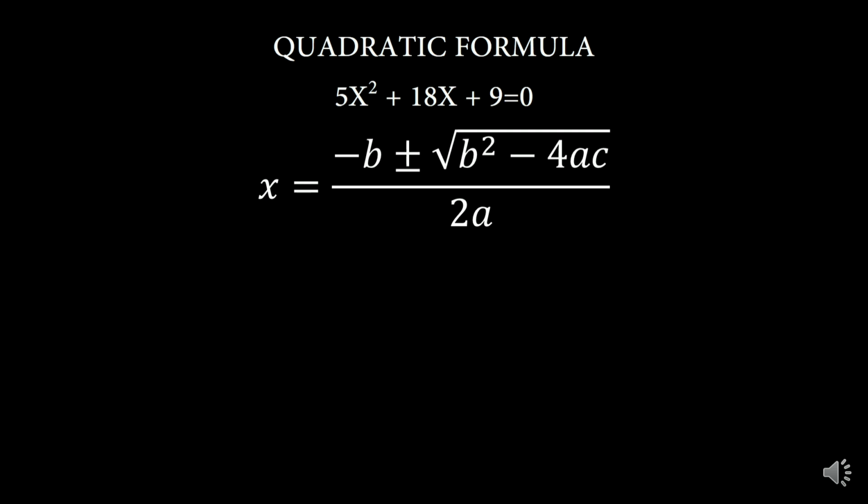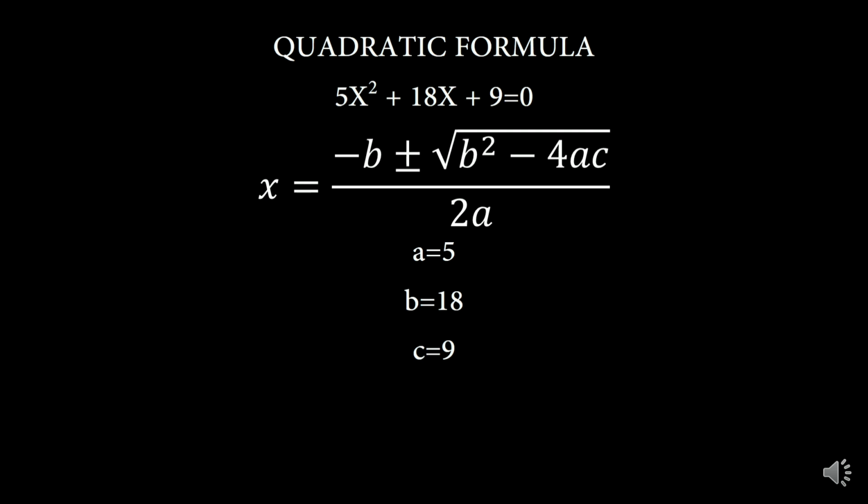Okay, and a in that scenario is the coefficient of x square. In this question, the coefficient of x square is 5, so a is equal to 5. Then b is the coefficient of x, which in this question is plus 18, so b is equal to 18. And c is the constant. In this question my c is 9, because 9 raised to 0 is still 9. So my c is 9.